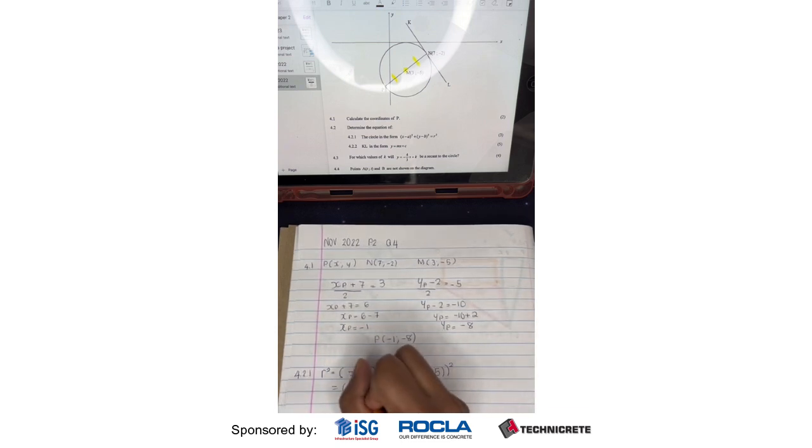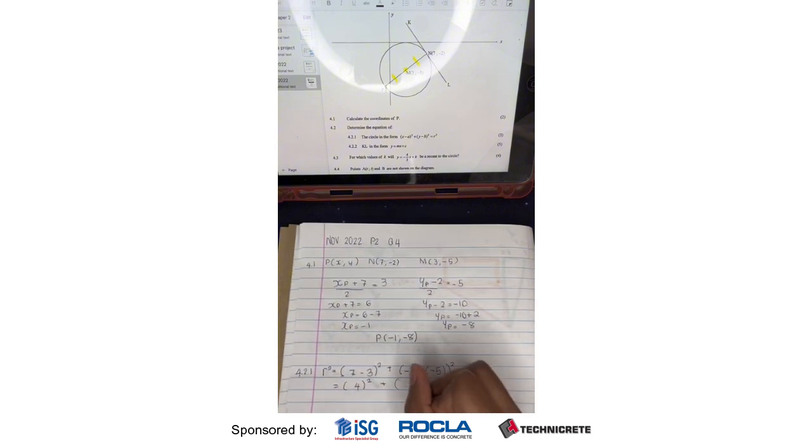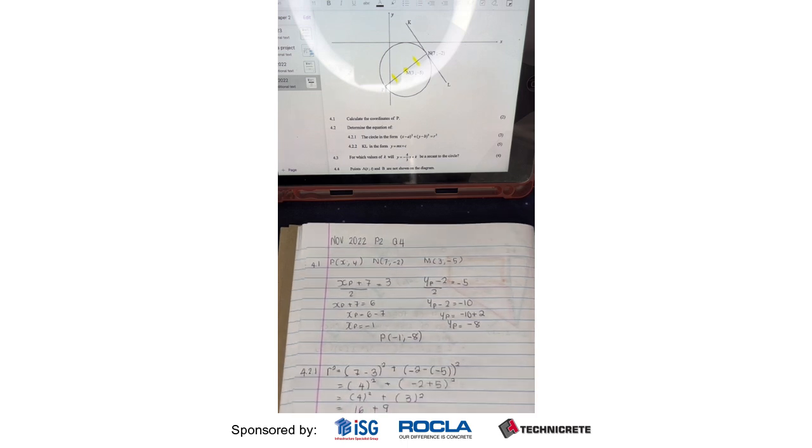So 7 minus 3 is 4. We're going to square that. Be careful with your signs here. It's a minus and a minus, which gives me a plus. So that is going to be 4 squared plus 3 squared. So 4 squared is 16, 3 squared is 9. So r squared is 25.